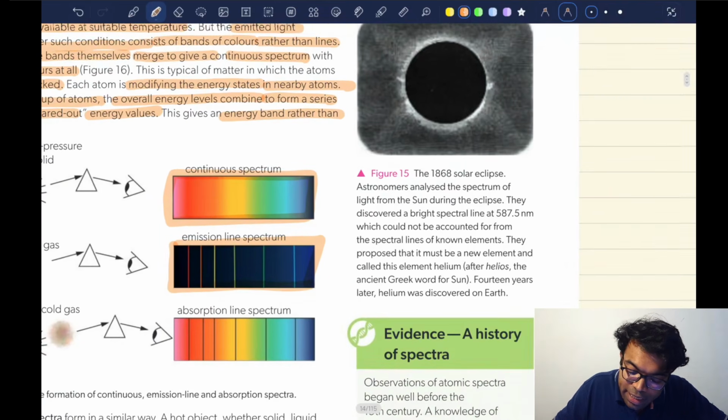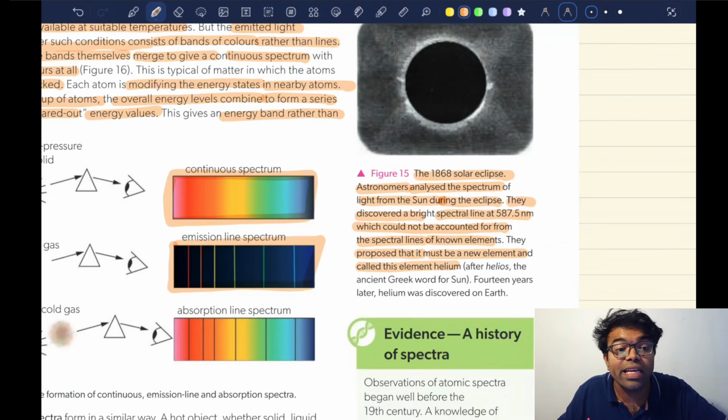Now, in 1868, during a solar eclipse, astronomers analyzed the spectrum of light from the sun. They discovered a bright spectral line at 587.5 nanometers, which could not be accounted for by the spectral lines of known elements. They proposed that it must be a new element and called it helium.